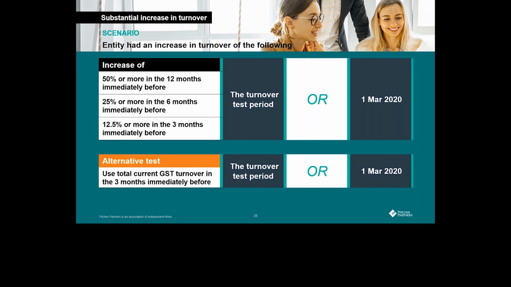Now, as we've tried to demonstrate in the slide in front of you, it's not a mix and match approach. If you've demonstrated the growth in the business leading up to the test period, then you use the turnover for the 3 months prior to that. If you've demonstrated there was growth in the business prior to the 1st of March, then you'll take the turnover for the 3 months leading up to the 1st of March 2020.